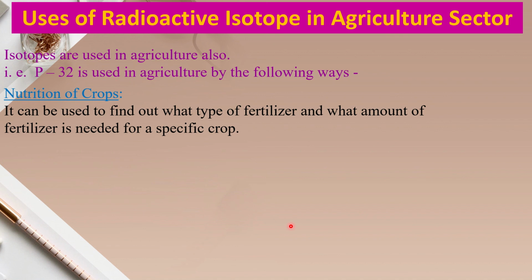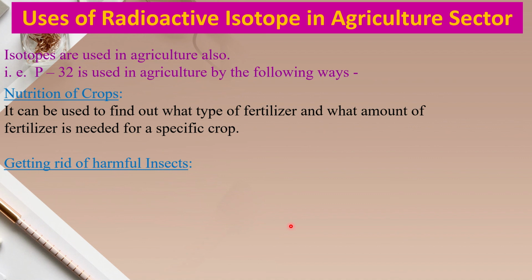You know that using excess fertilizer can have many bad effects. So, the calculation of the amount of fertilizer is very important for the crops. This isotope is used to determine the amount of fertilizer needed for a specific crop, and also what type of fertilizer, that means what deficiency is there in this crop, it is also determined by using this isotope.